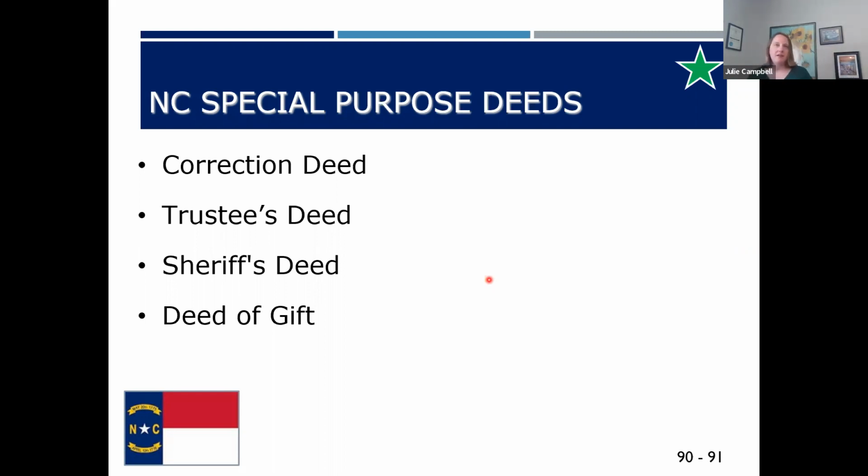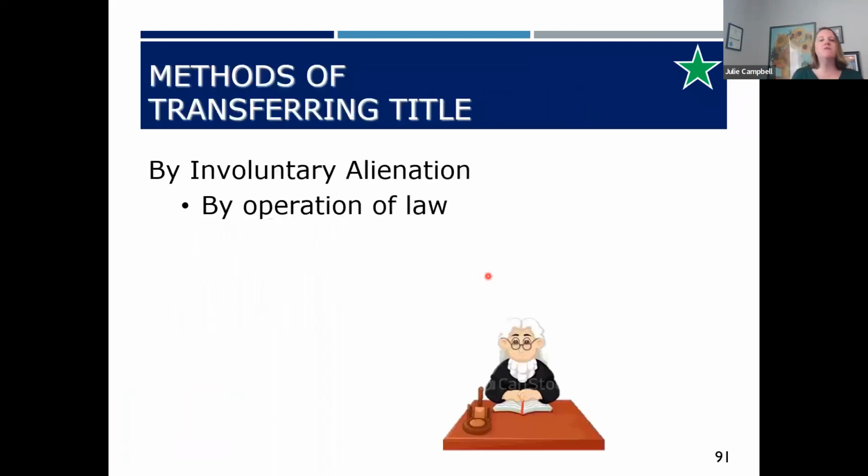Another method of separating yourself from your property, another method of alienating yourself from your property, is involuntary alienation. Now the judge is involved. You lose your property due to operation of law.